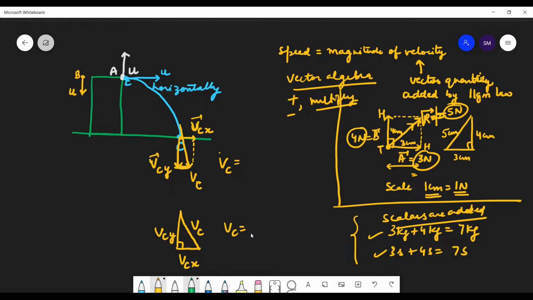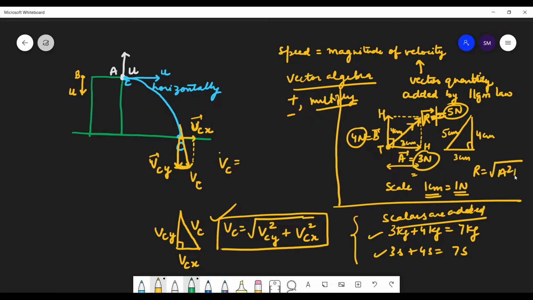So VC is equal to under the root VCY square, means velocity of C component in the y direction, plus velocity of C in x direction square, root of it. So here also I have found 5 like this. What was the resultant here? Resultant was under the root a square plus p square, means x component, y component. And here also you have found it like 3 square plus 4 square, and that comes out to be 5 Newton. So that's how vectors are added.